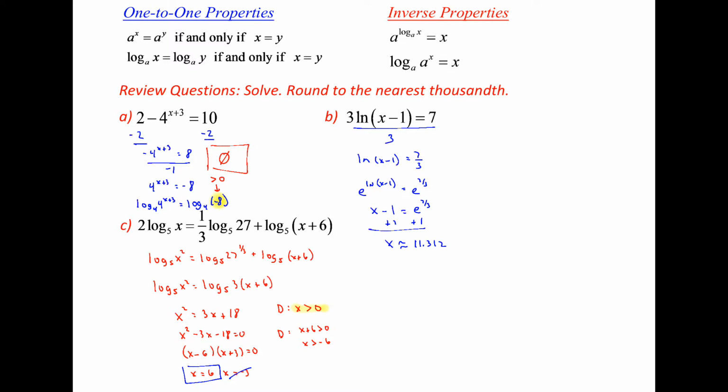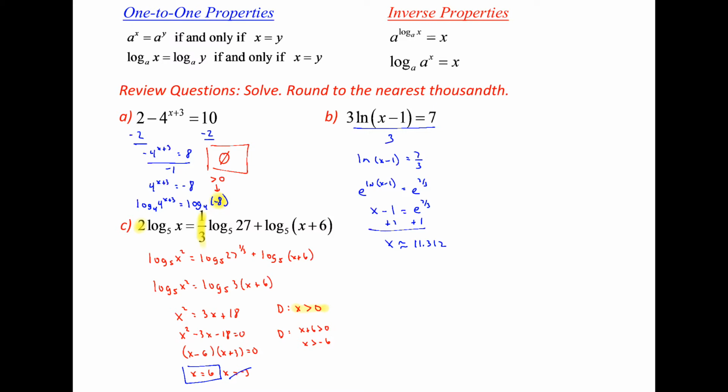And then on C, we had the power property that needed to be used because there was a 2 in front and there was also a 1/3 in front. So we had to use the power property first, and then I used the product property to multiply the 3 times the x plus 6. Then I used the one-to-one property to say that x squared equals 3x plus 18. Went ahead and solved that quadratic, got x equals 6 and x equals -3.